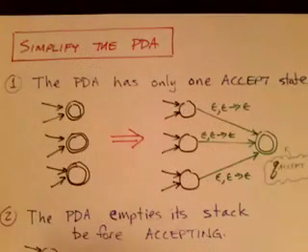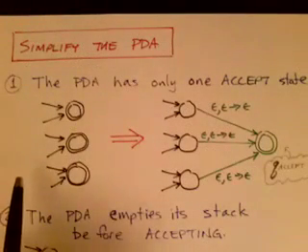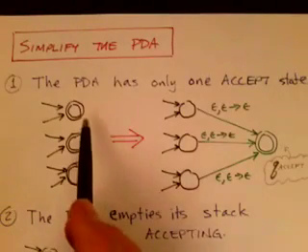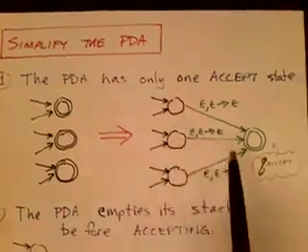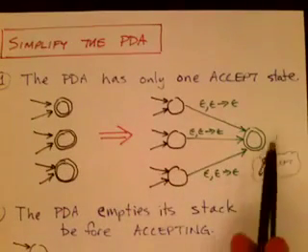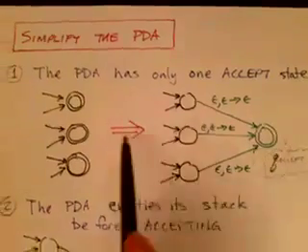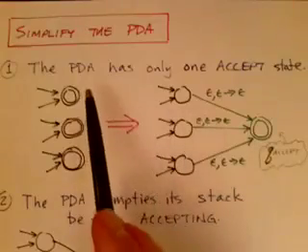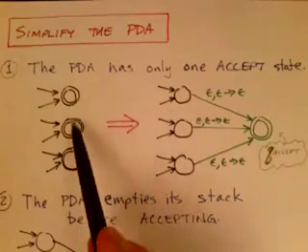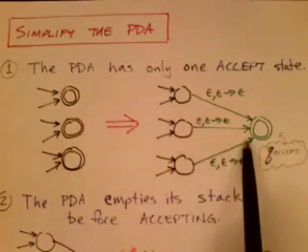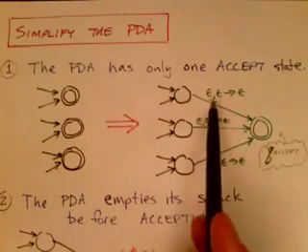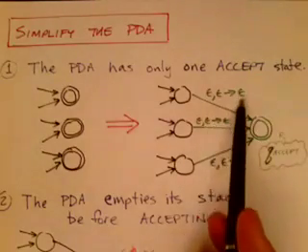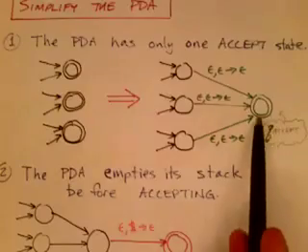Okay, our first step is to simplify our push-down automaton. We want only one accept state, so we're going to modify our push-down automaton by adding a new accept state, which we'll call QAccept, and we'll add additional transitions to our push-down automaton that go from every one of the previous accepting states to this new accepting state. They don't do anything. We'll label them with epsilon, epsilon, epsilon.